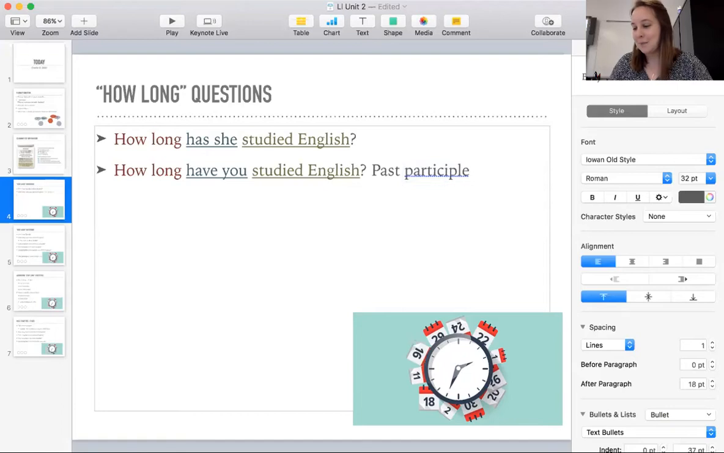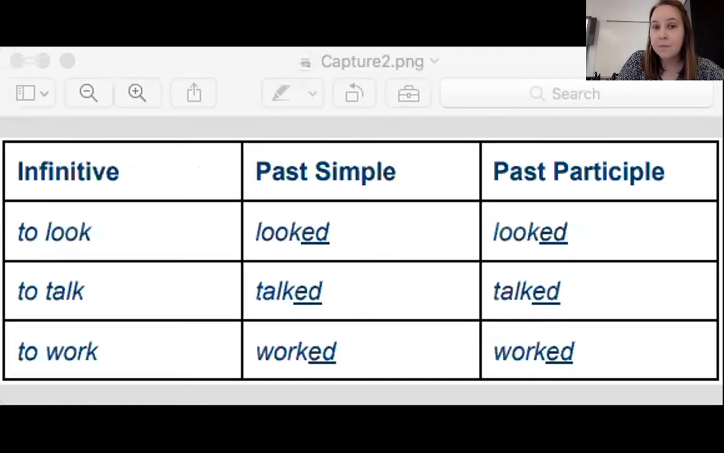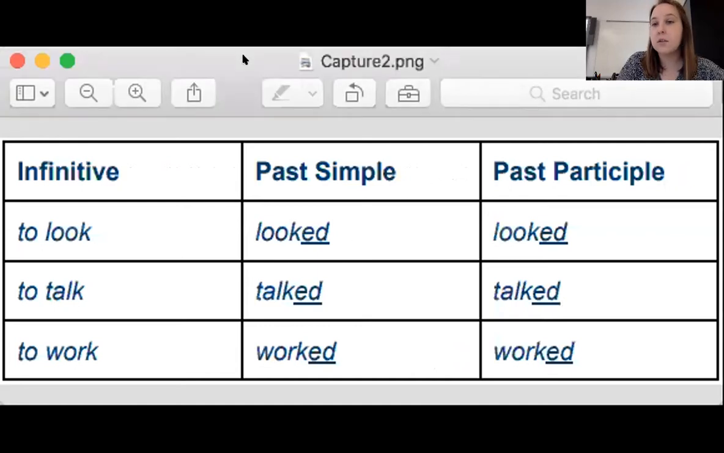The past participle. In the book, it's talking at the top about how this is the present perfect. In the present perfect, we use the past participle of the verb that's happening. So here we're using the past participle of the word study. Now, let's take a look at the past participle. Study is what we would call a regular verb for past participles.